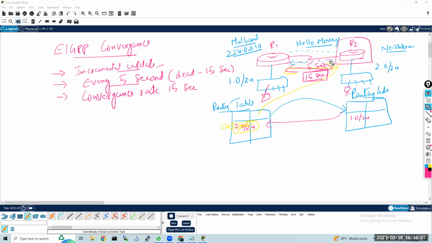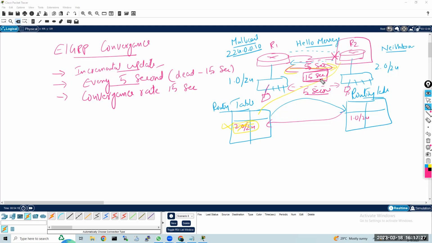Understood? So the 5 seconds is for communicating from the router. Every 5 seconds, it keeps on sending. That's the reason, I think you have noticed, I keep on asking, guys, you followed, yes or no, because this is nothing but your hello message. What happened? Because this guy's link is down. The link is down.